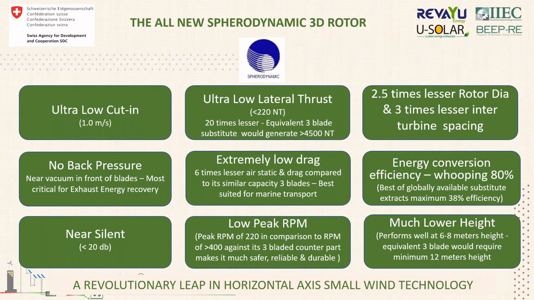So you can see for a 5 kilowatt wind turbine, the lateral thrust is 4,500 Newtons. Even for a 3 kilowatt wind turbine with 3 blades, it is 4,500 Newtons only. But with this 9-blade model, it is 220 Newtons, which is 20 times lesser, a significant improvement. And for its energy generation, if we compare to the conventional blade or a 6-blade model that we are deploying at present, its size for its capacity is 2.5 times lesser.